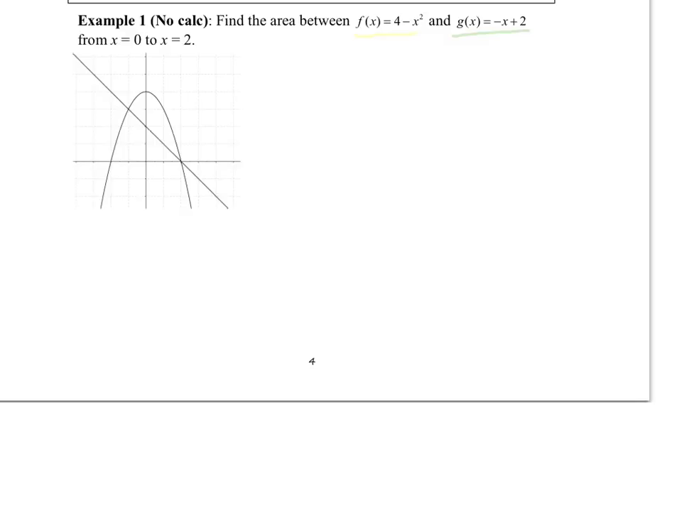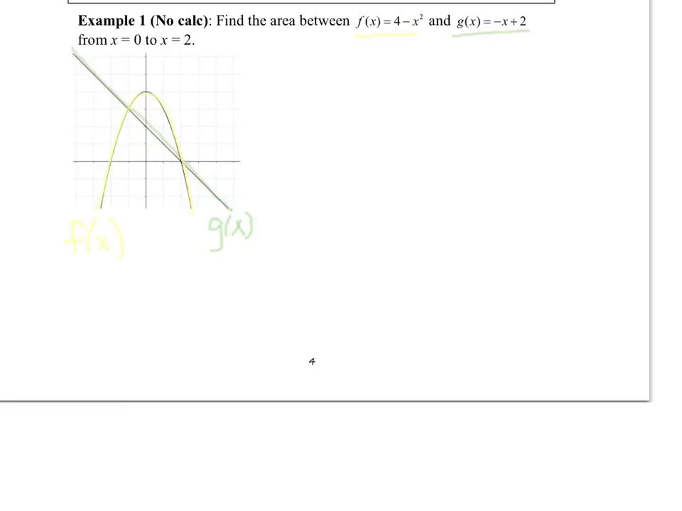So I'm going to go ahead and highlight this with my different colors. If you want to just label it, that would be fine. This would be g of x. And f of x is the parabola. Okay, you should know how to graph these things by hand without your calculators.